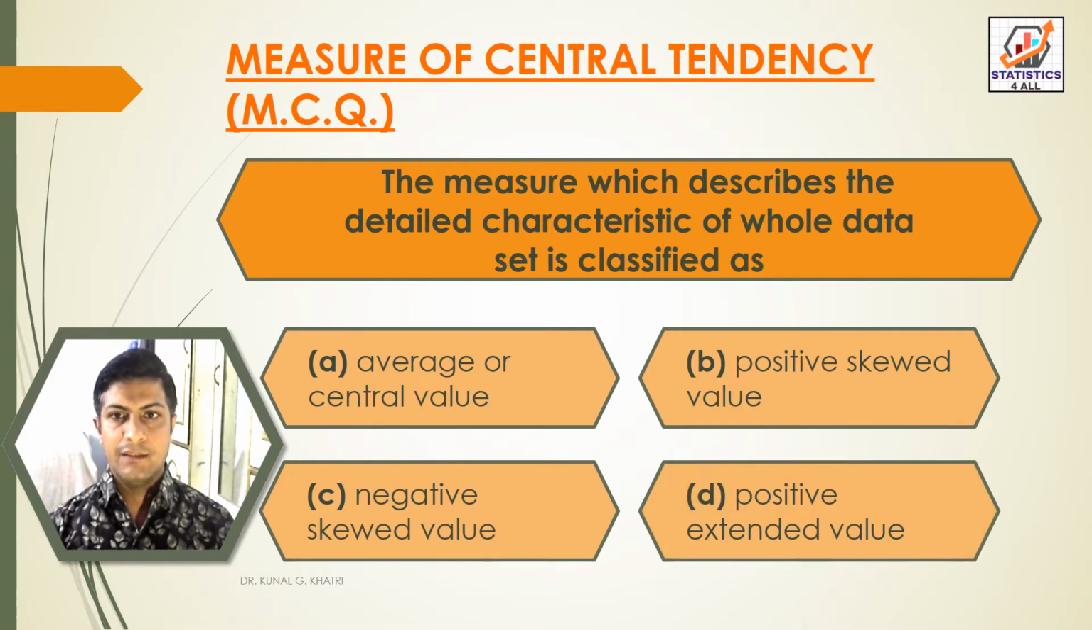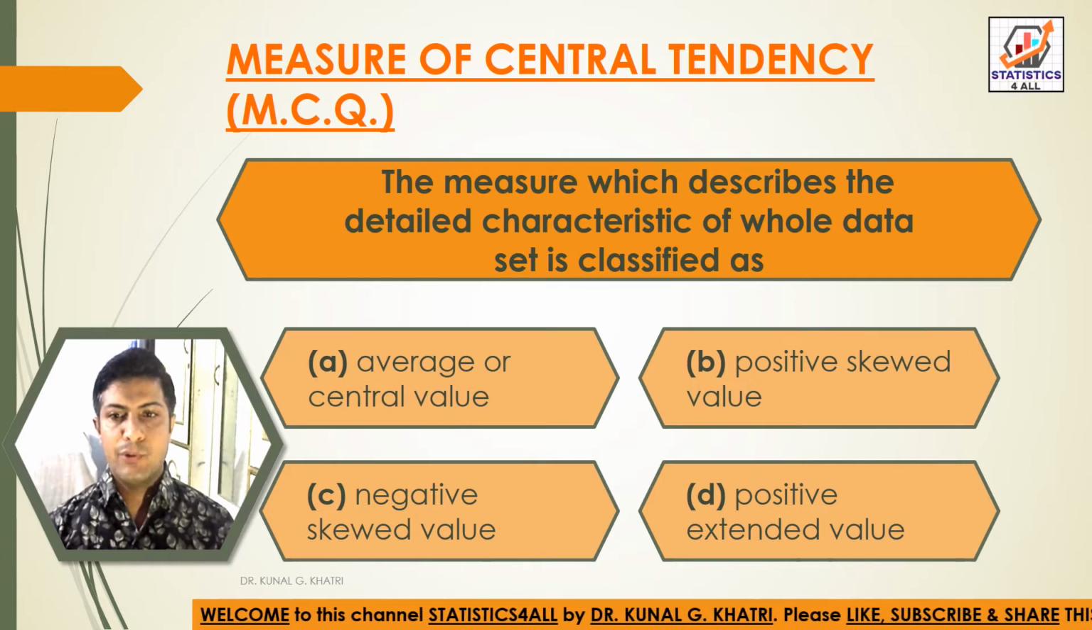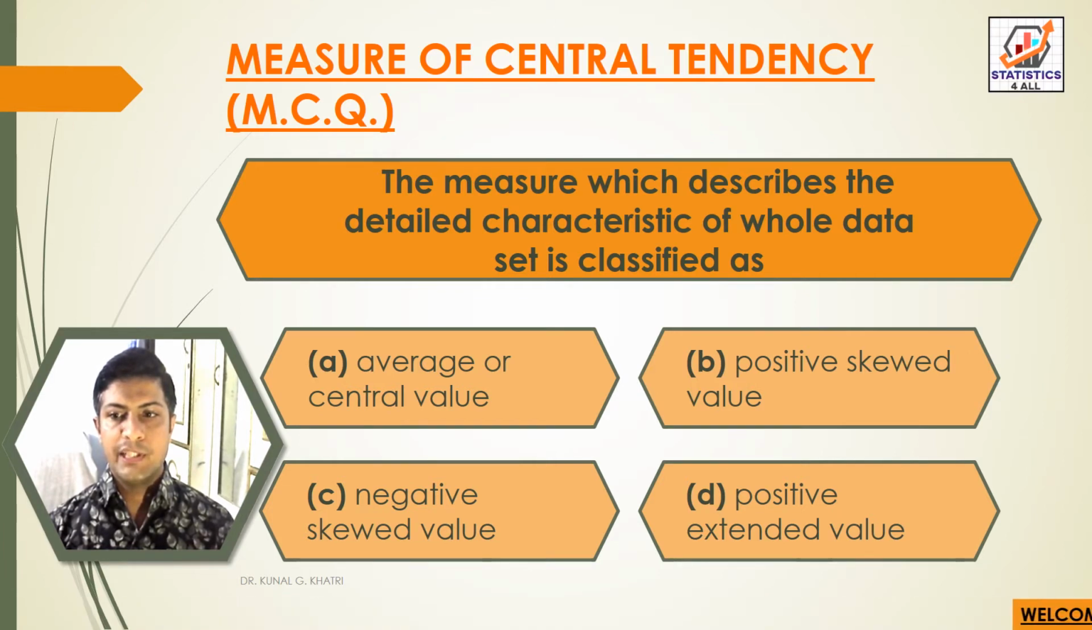Next question, the measure which describes the detailed characteristic of whole data set is classified as option A, average or central value, option B, positive skewed value, option C, negative skewed value, option D, positive extended value. So here we have answer option A, average or central value. The measure which described the detailed characteristic of whole data set is classified as average or central value.